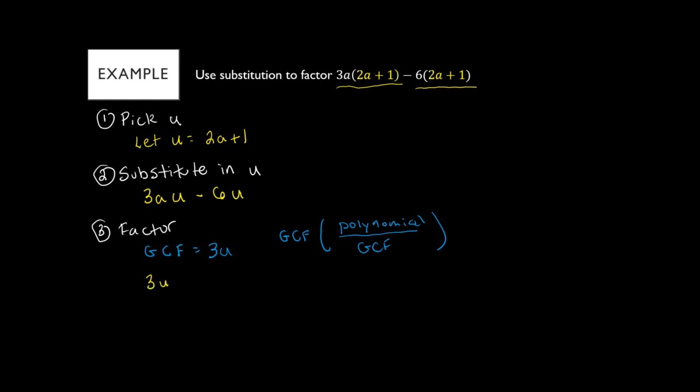So I'm going to put my 3u in front. And then when I say we have the polynomial over GCF, you're basically taking everything that you have and dividing it by that greatest common factor. So I split it up as two separate fractions there. I've got 3u, and then in parentheses, 3au over 3u minus 6u over 3u. And then you simplify inside the fractions.